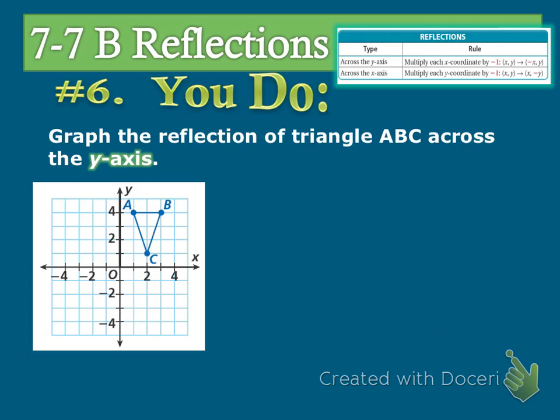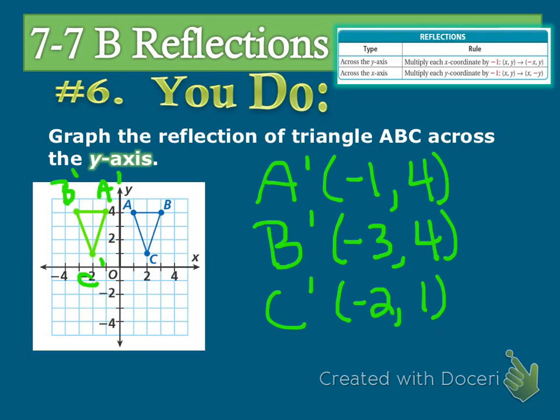Okay, now looking at number 6, it is asking you to graph the reflection of the triangle ABC across the y-axis. Pay attention to which one's the y-axis. Pause the video and try this one on your own. If you did this one correctly, you would have gotten a shape that looks just like this on the graph. And your A prime would have been negative 1, 4, your B prime, negative 3, 4, and your C prime, negative 2, 1.